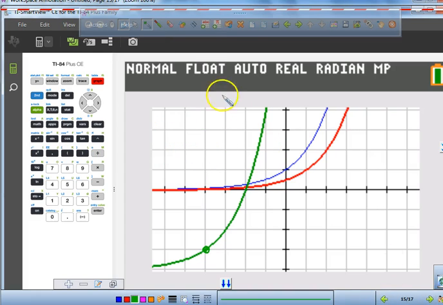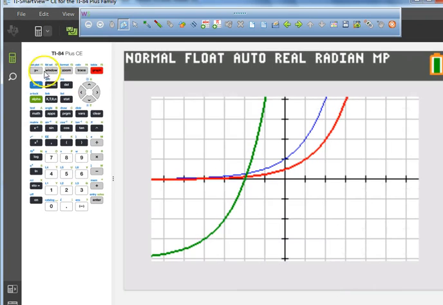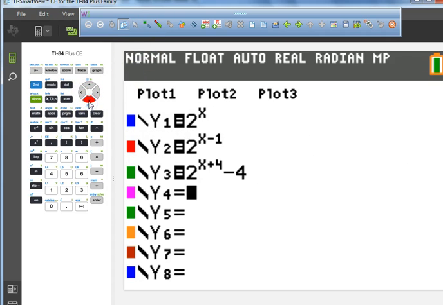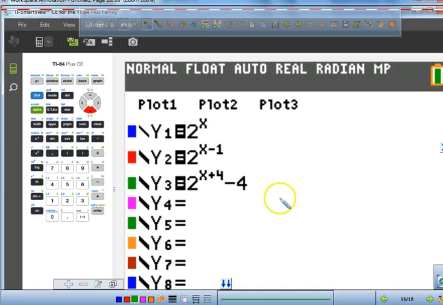Okay? So, before we get off of this and move on to our next part, I'm going to try to take a screenshot of all of this. There we go. So, what does this part right here do? This shifts the graph 1 unit which direction? 1 unit right, correct? Now, this part, there's 2 things that happen. It shifts it 4 units to the left, and then it goes 4 units down.